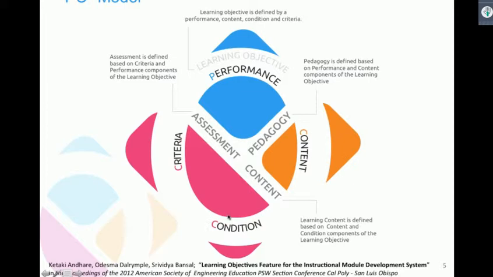Then the conditions under which the learning should happen. Again, the content and the assessments both rely on that. And then we have the criteria. Depending on how we're going to measure the outcomes, corresponding assessment techniques need to be chosen. So that's the gist of this PC Cube model that the tool is built on top of.